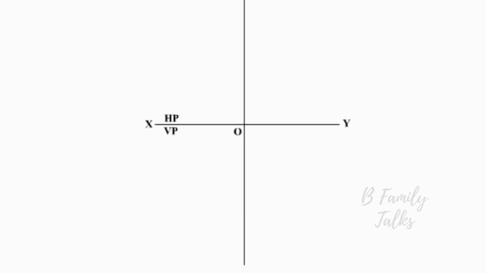Draw a line perpendicular to XY. On the perpendicular line, mark point c 25 mm above XY, that gives the top view. On the same perpendicular line, mark point C dash 35 millimeters below XY. That gives you the front view. Erase the unwanted lines. The point c and C dash are the projection of the point C in the third quadrant.